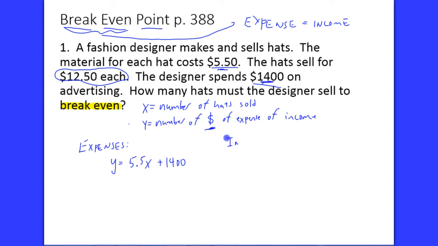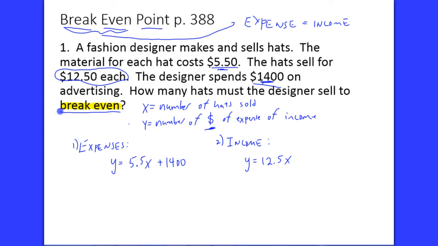Now we need another equation to represent the income. How can we show, using the dollars and hats sold, an equation that would represent the money coming in? Hopefully you can figure out that that would be y equals $12.50 times the number of hats they sell. I can just say 12.5 because that zero doesn't have to be there. Now we have two equations, one that shows the expenses and one that shows the income. The question is asking us to find at what point they break even.